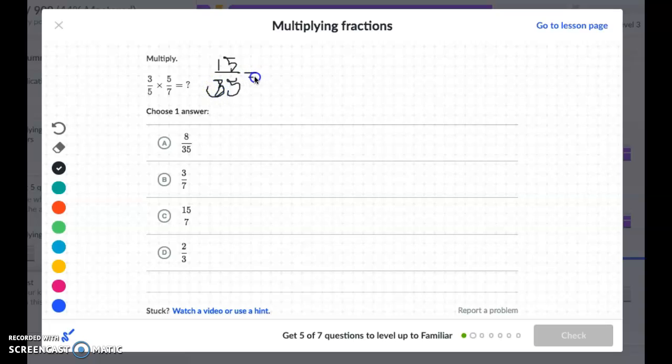Okay, so when I look there right away, I can see that I can simplify both of those by 5 because they end in 5. So 15 divided by 5 is 3, and 35 divided by 5 is 7. So now I can see my answer is 3/7.